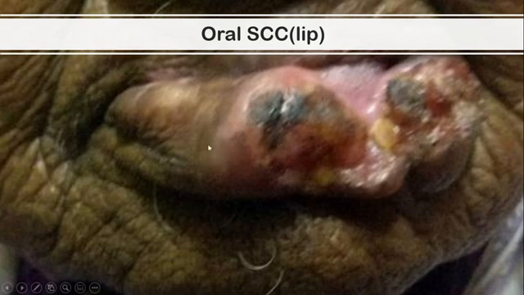Here in the lower lip, there is an irregular, ill-defined, ugly-looking mass or lesion involving the lower lip with areas of change in color. Here there is deep discoloration, areas of bleeding and necrosis, and also thickening due to fixation to the underlying muscle.